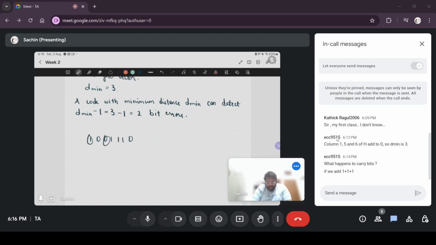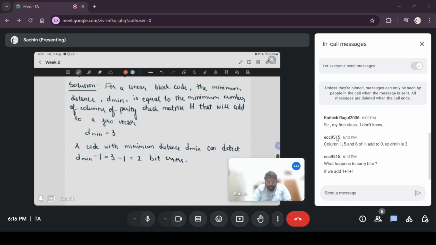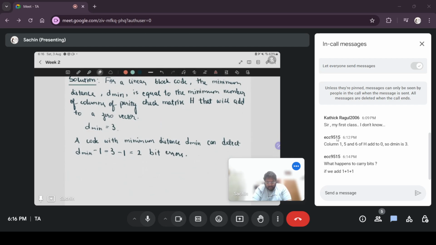This and this are fine. If you receive 0011110, then this particular code will be able to tell that an error has occurred. It might not be able to correct this error, but it will definitely know that an error has occurred. Okay, so the answer is two errors.